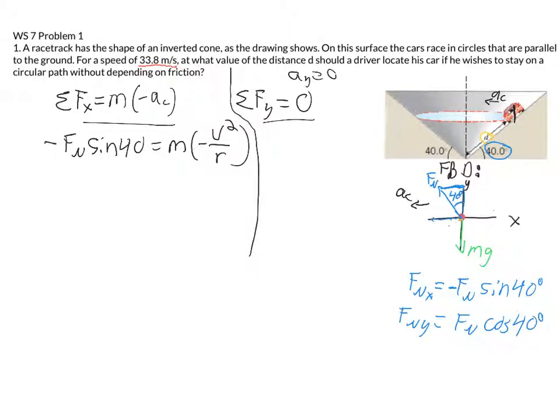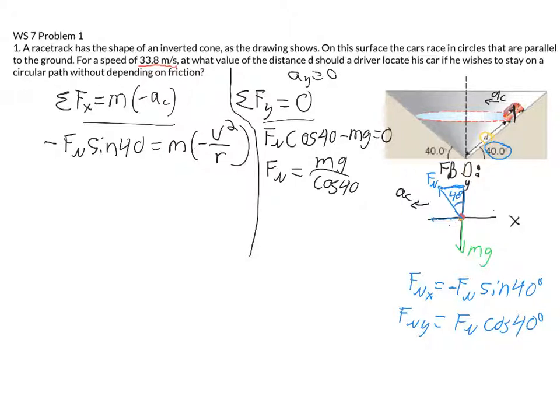In the y direction, what do we got? We have the normal in the y direction, force normal cosine 40, minus mg equals 0. Okay, that's easy enough. So our normal force is going to be equal to mg divided by cosine 40. That's cool, except that we don't know what m is, so that's a little bit tricky.